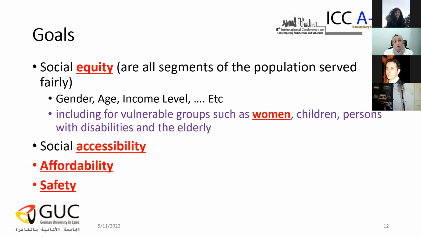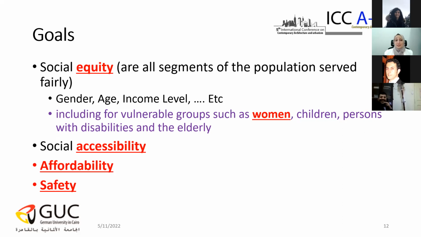The current goals that are being reinforced, and the forgotten goals that are being reinforced in transportation now, mainly, and I picked some of them, are equity: that all genders and all ages with all income levels can have and afford to move from one place to another. So you as a country, or you as a government, should provide for me a system that I can afford and that is suitable for my age, for my luggage, if I have luggage, and suitable for my income level.